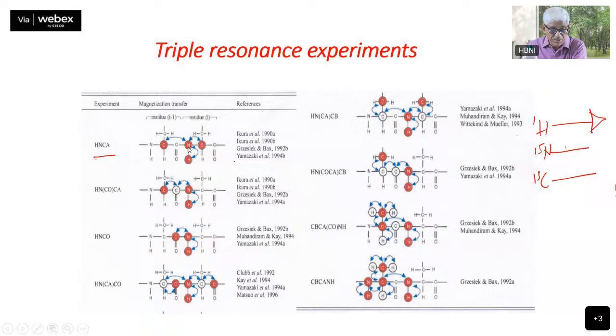See, in this case, what happened was, you have the direct coupling from nitrogen to C alpha. This is a 2-bond coupling, and this is a 1-bond coupling here. Using these 1-bond and 2-bond couplings, you transfer directly to the C alpha. Now, what you do here is, from the nitrogen, you transfer to the carbonyl. How is it possible that you transfer only to the carbonyl and not to the C alpha?